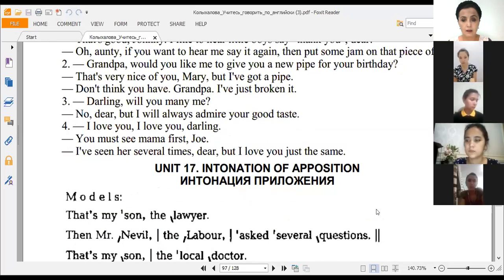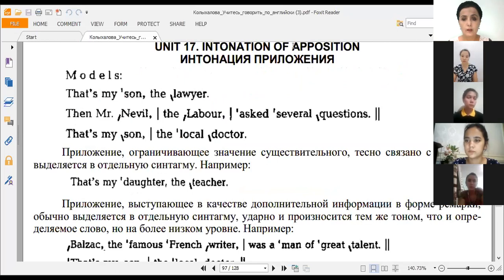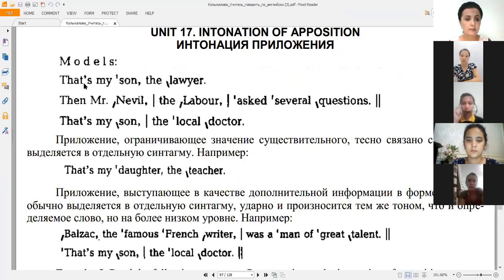Intonation of apposition, yeah? Apposition. We are talking about this one. Pay attention, dear students. That's my son, the lawyer. So pay attention to this stress mark. This is the stress mark over low falling intonation. Can you see? Is it visible to everybody or not? Yes, visible.